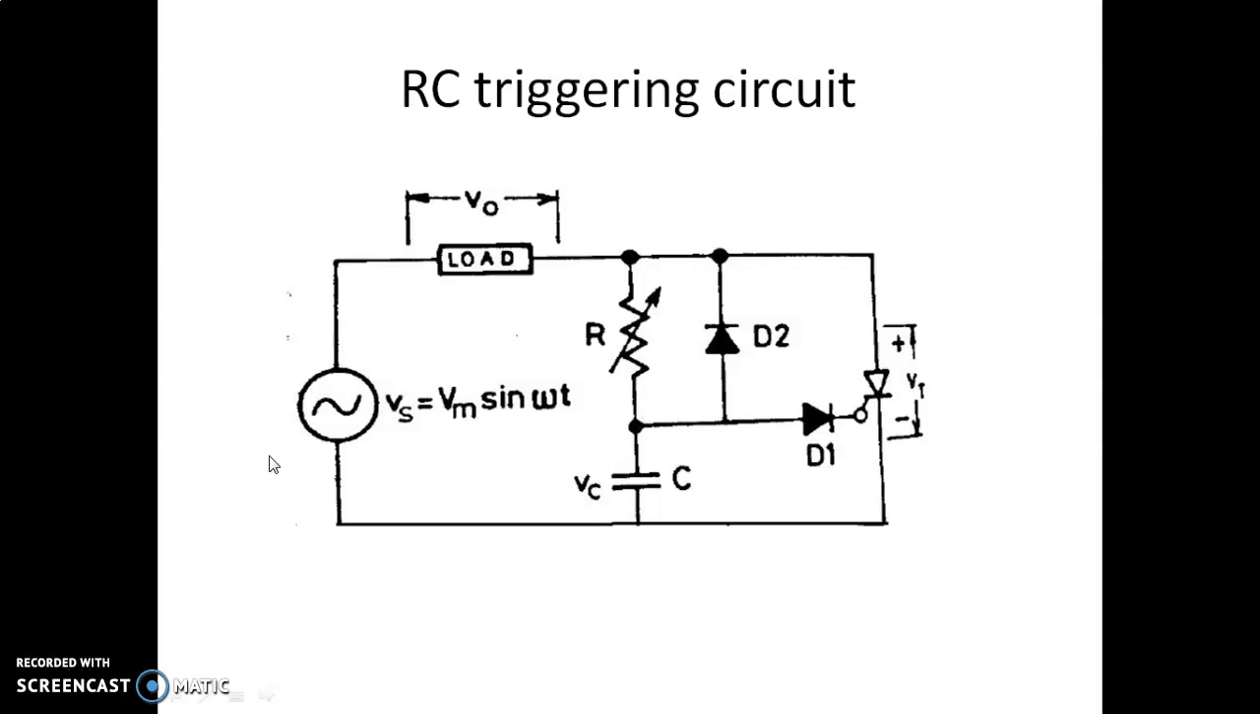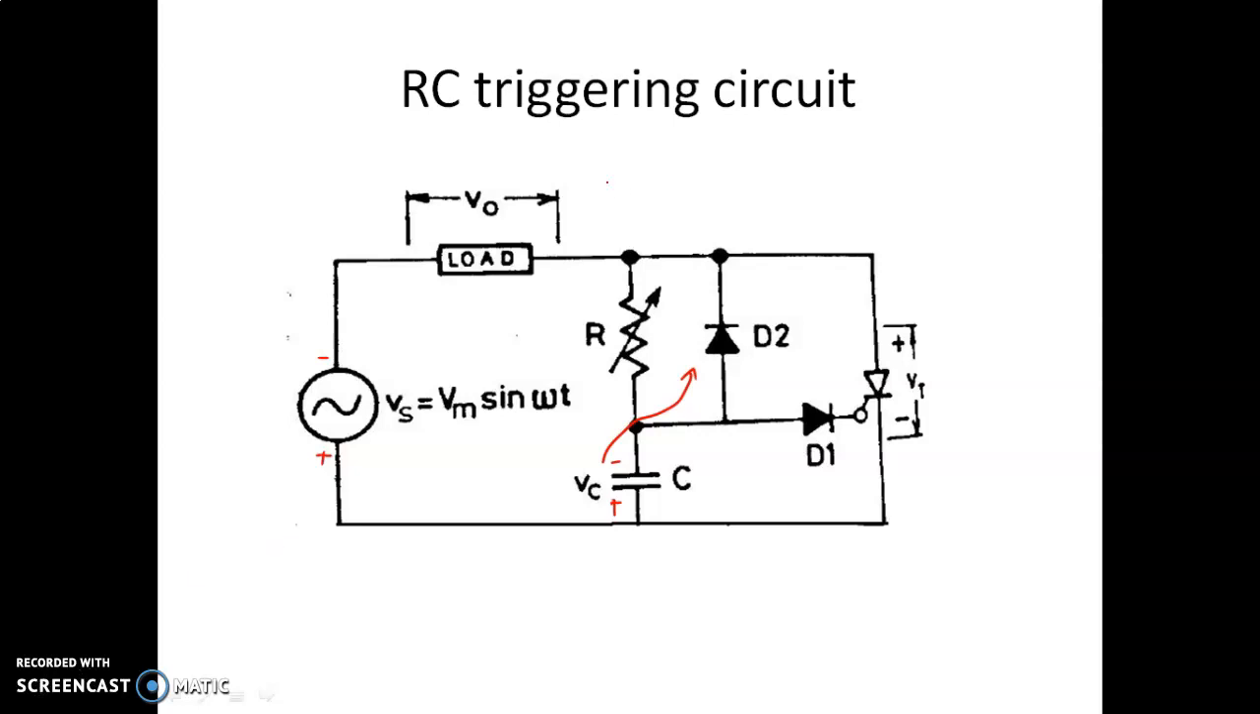In the negative half cycle, when this becomes positive, the capacitor charges through the diode D2. It reaches V max in the negative direction, minus V max, and as the input voltage decreases, the voltage across the capacitor decreases.